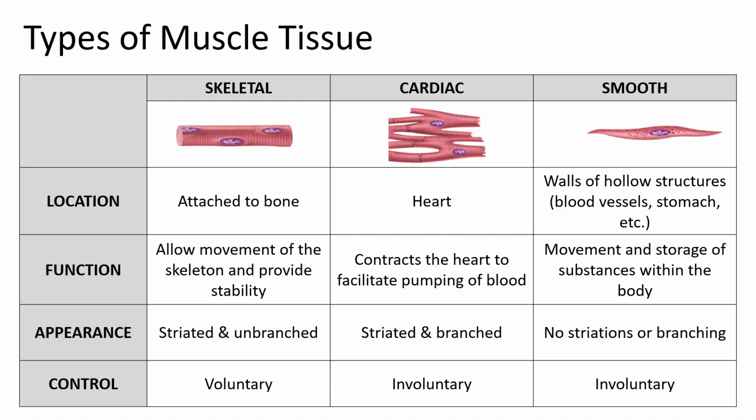Smooth muscle is found in the walls of hollow structures throughout the body, including the walls of blood vessels, airways, and organs such as the stomach. This type of muscle controls the movement of substances throughout the body. Smooth muscle gets its name because it has a lack of striations, and it's also unbranched and under involuntary control.